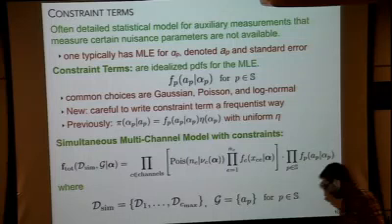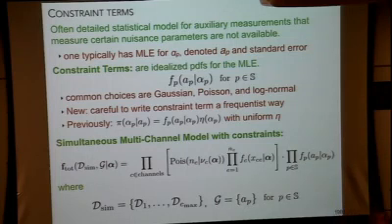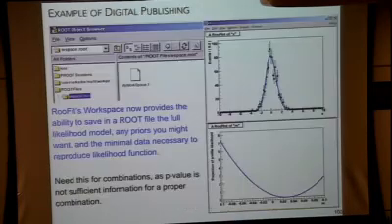I had a slide that I got rid of: does it matter? And the answer is that if you're trying to do 5 sigma and you have order 10% uncertainties, it can make a big difference. Like 5 sigma can really be 4 sigma, and you're just fooling yourself. So it does make a difference. But I don't want to belabor that point too much.